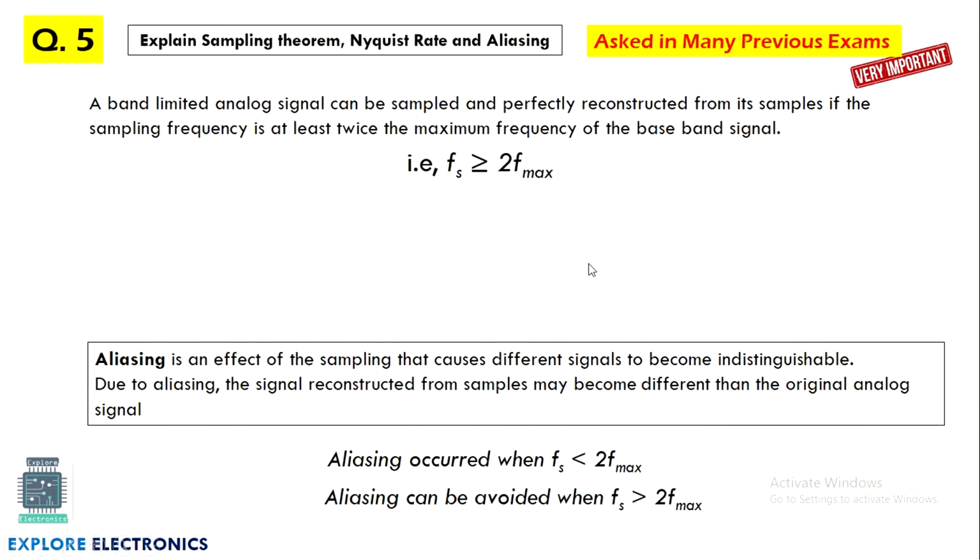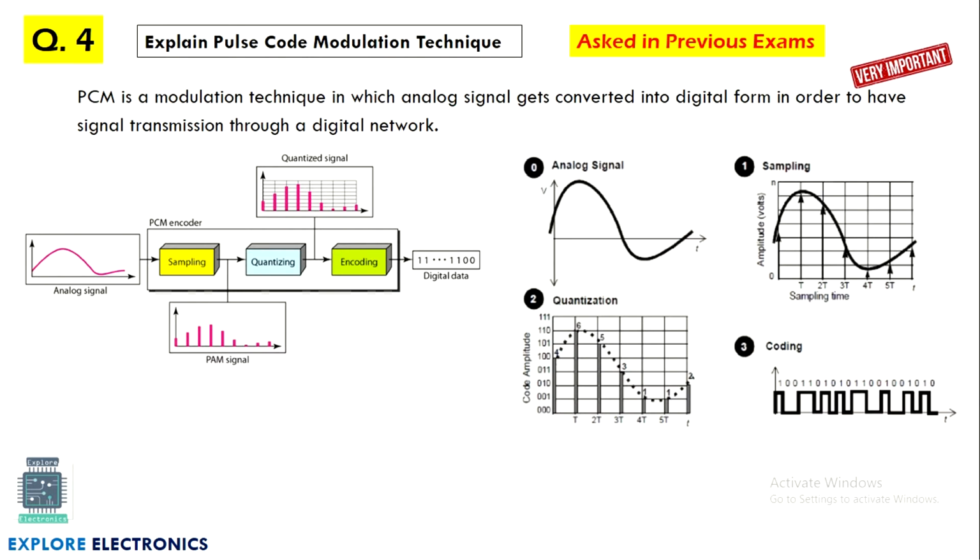Then the next question is on sampling, Nyquist rate and aliasing. In the previous question on PCM, we can explain the sampling in brief. What is sampling? We take the sampling time into account. We are going to sample the analog signal like that.